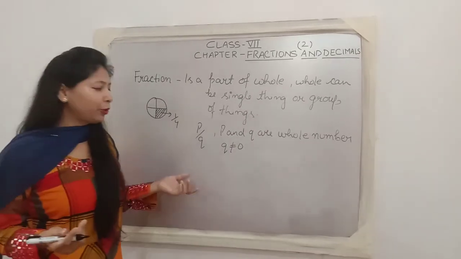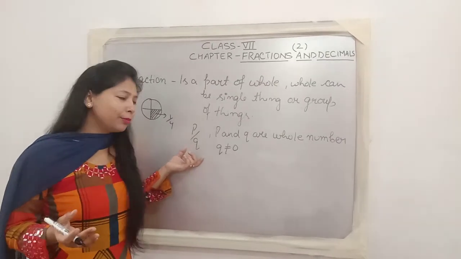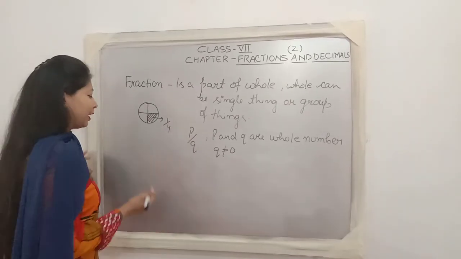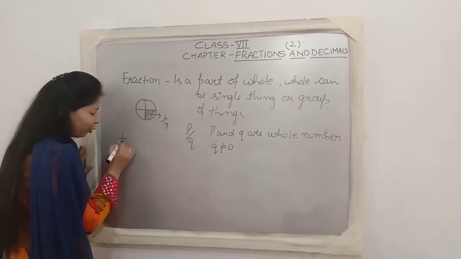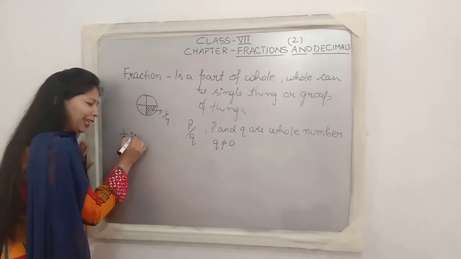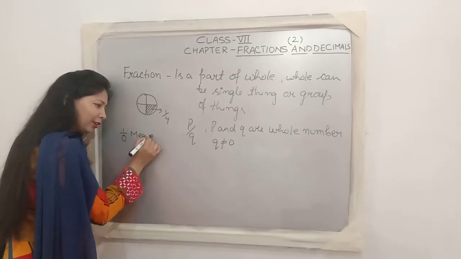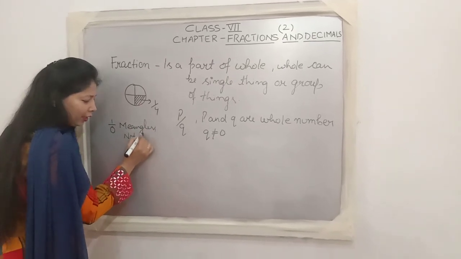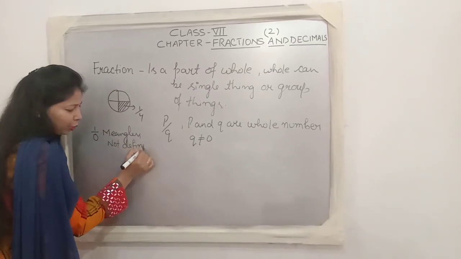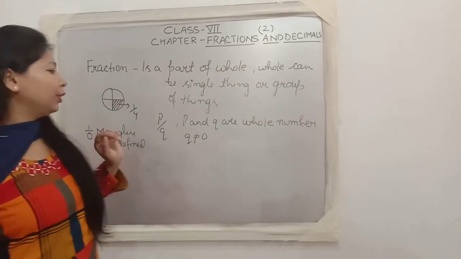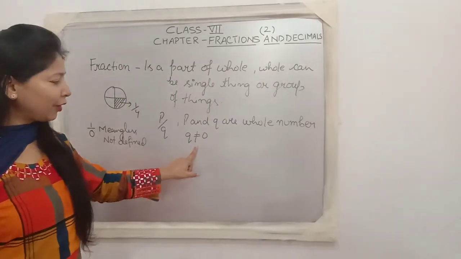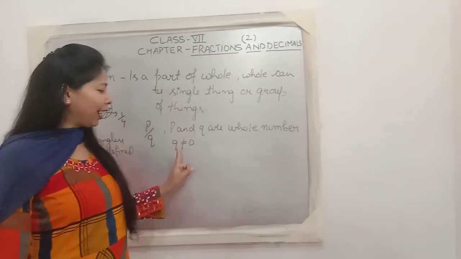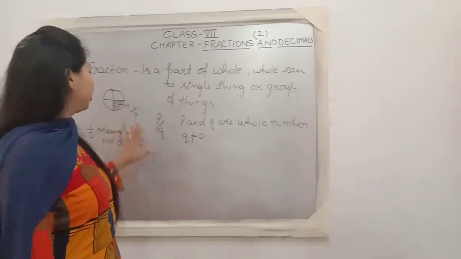Students, why is Q not equal to 0? Because whenever Q becomes 0, this division is meaningless. ठीक है? For example, if I divide 1 by 0, this is meaningless or not defined. ठीक है? We know that division by 0 is not defined or meaningless. That is why the condition is written here. P and Q are the whole numbers and Q is not equal to 0.